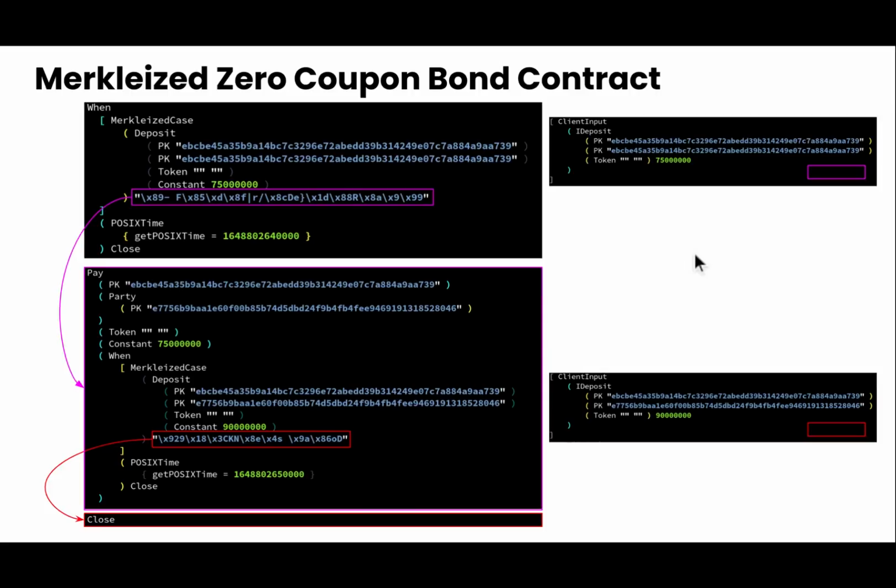In the example on this slide, when the borrower deposits back the 90 ADA, which is the 75 ADA plus the 15 ADA of interest, also the continuation has to be provided, which is the close contract in the red box. Merkelization of the close contract doesn't make sense, since the hash is bigger in size than the close contract, but this is only for the example here.